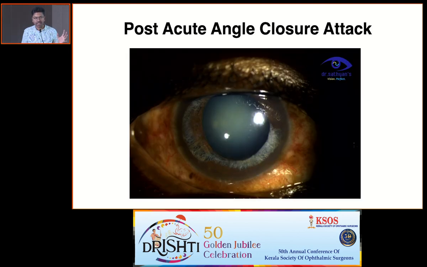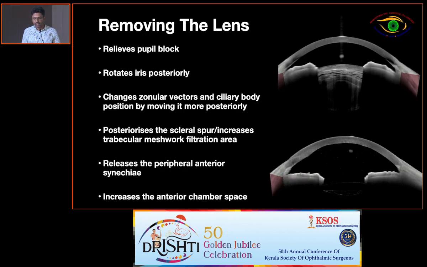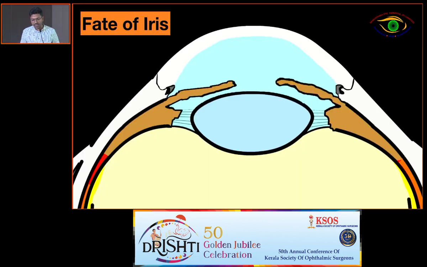So whenever you see such scenarios, and if the lens is the cause, go for the extraction of the lens. Removing the lens relieves the pupillary block, rotates the iris posteriorly, changes the zonular vectors and ciliary body position by moving it posteriorly, and increases the trabecular meshwork flow. It releases the peripheral anterior synechiae along with the increase in the anterior chamber space, which gives way for more aqueous drainage.